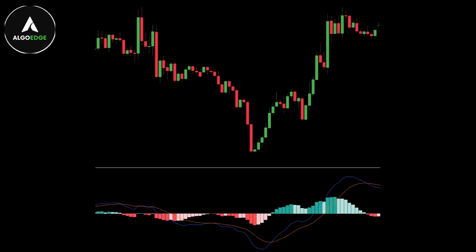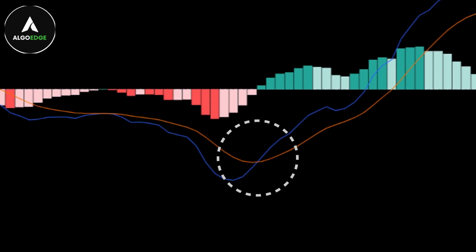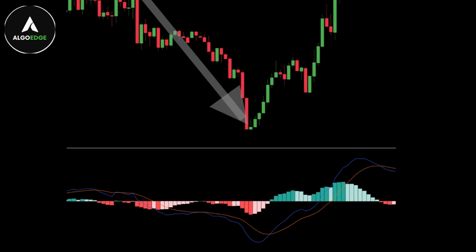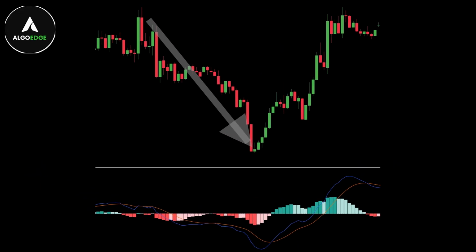The first traditional way traders use the MACD indicator is through the crossover strategy. Let's say the market is currently moving lower. When the MACD line crosses above the signal line, many traders consider this a bullish signal and a potential indication that the trend may be reversing. Traders interpret this as a potential shift from a bearish trend to a bullish trend, suggesting that buying opportunities may start to emerge in the market.